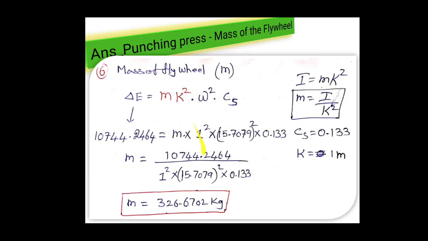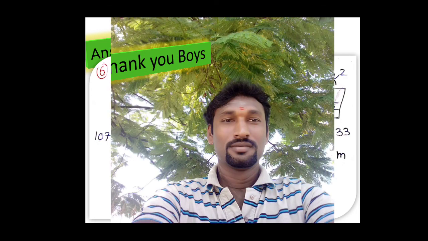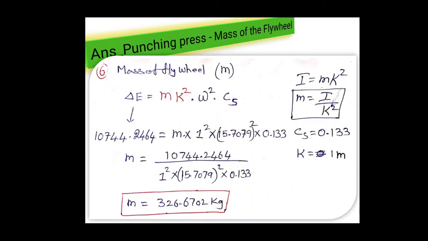In this problem, k is given, the k value is 1 meter. So instead of k, we substitute 1 meter and find the unknown value m alone. With respect to m, we rearrange this formula, as shown here, and m is equal to 326.6267 kg. So the final value of mass is 326.6267 kg. This is the basic understanding of the concept in punching press problems.